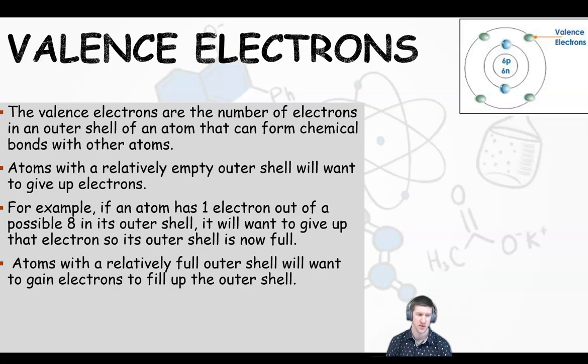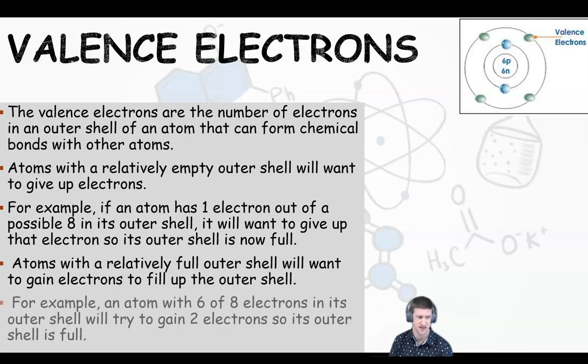However, if you've got something with a relatively full shell, it'll still want to gain electrons. So if you've got 7 out of 8, then it's a lot easier to just find 1 more person, and that's what these atoms do. So relatively full shells will want to steal electrons, relatively empty shells will want to lose electrons. An example of this is an atom with 6 out of 8 electrons in its outer shell. It'll try and gain 2 so that it is now full and it's happy.